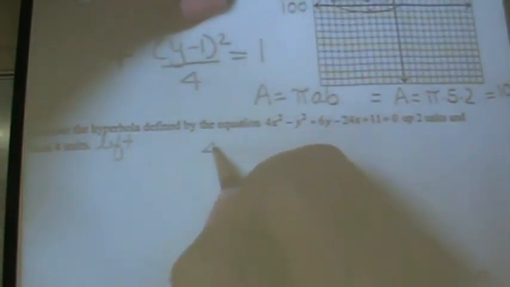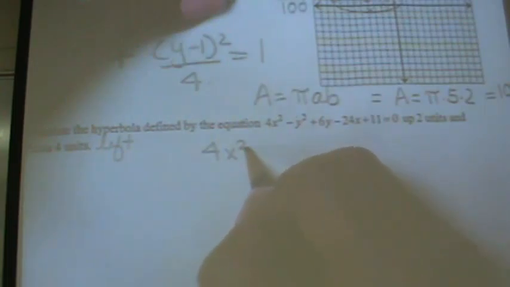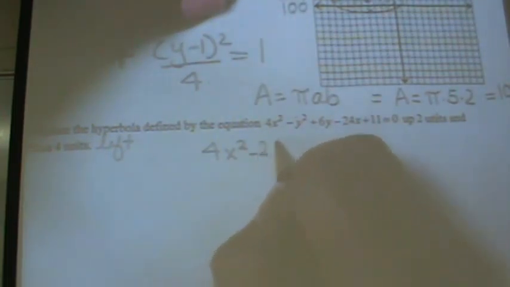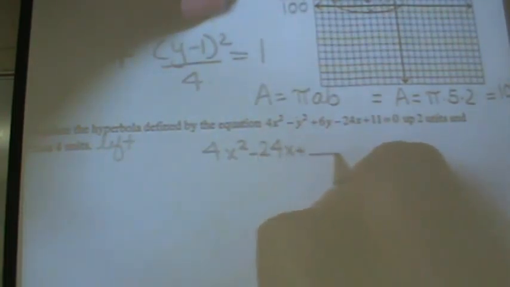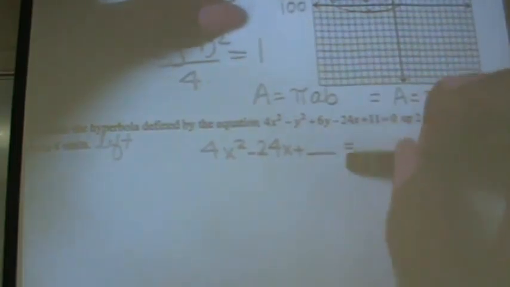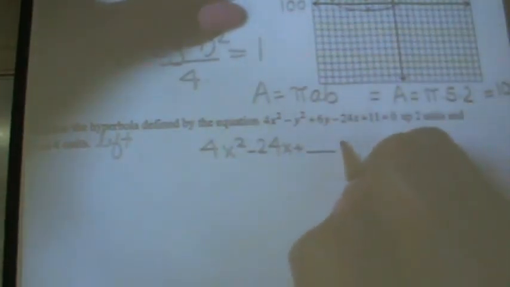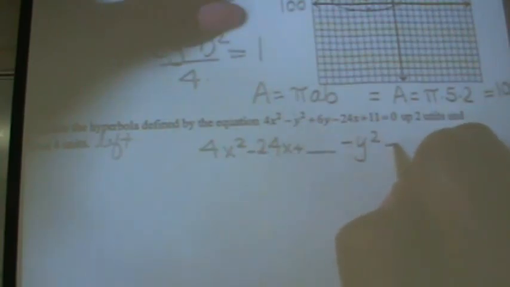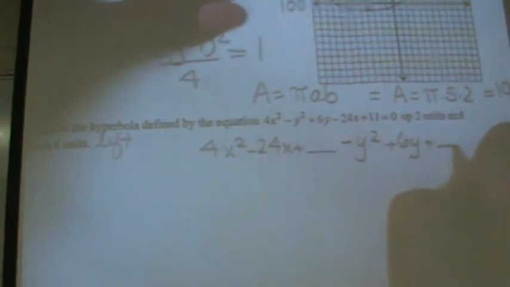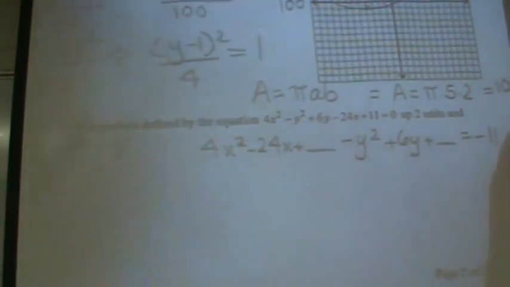You've got 4x squared minus 24x plus something, minus y squared plus 6y plus something equals negative 11. Again, you have to pull the 4 out.